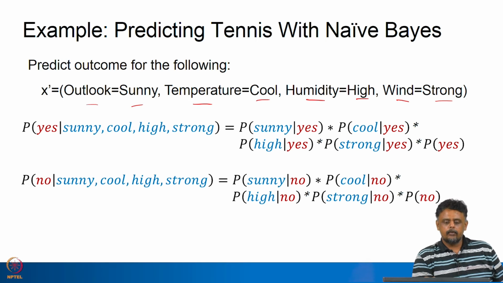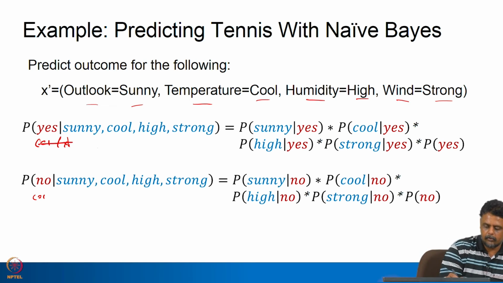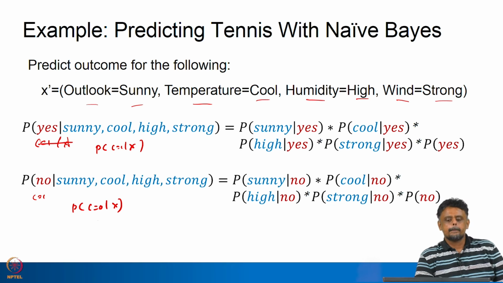Okay. So, the way to calculate this, we want to calculate the probability of class C equal to 1 given x, and this is the probability of C equal to 0 given x. Okay. So, how do we do this?